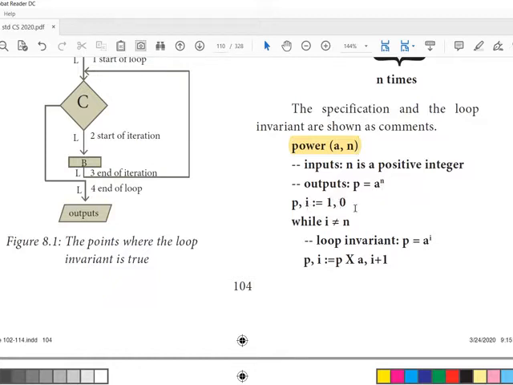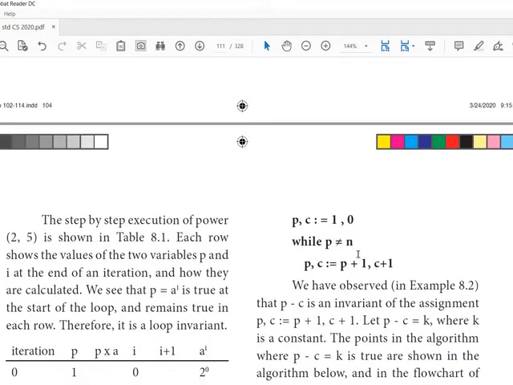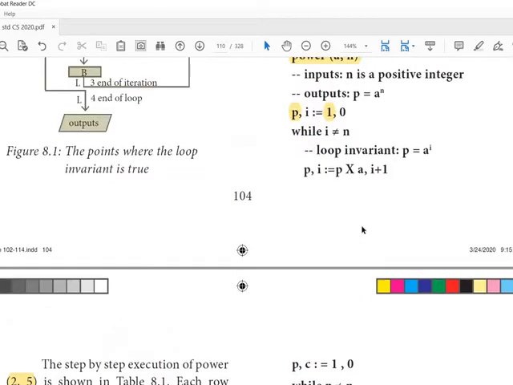p comma i equal to 1 comma 0. So the variable p has the value 1 and i has the value 0. While i not equal to n, the loop has to execute until the value of i equals n. Imagine that n has a value of 5. Here it is 2 comma 5, 2 to the power 5. So the n value is 5. So the loop invariant is p equal to a to the power i.